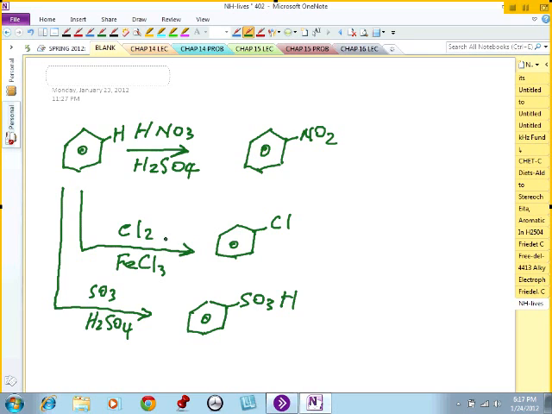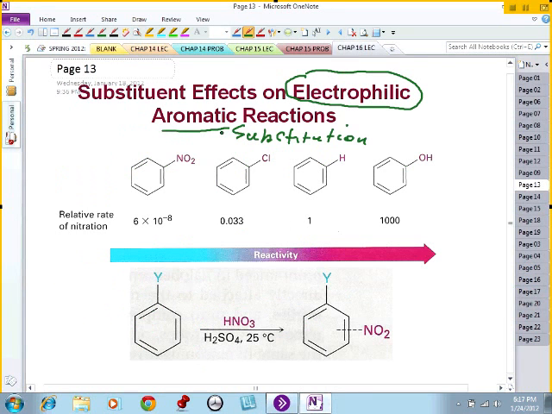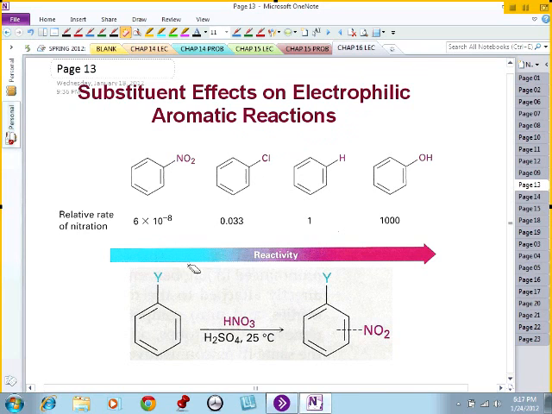Okay. Now, supposing we want to do an electrophilic aromatic substitution reaction in which you have a substituent on the benzene molecule. The question now is, what is the effect of the presence of the substituent on that benzene molecule? For example, here is an experimental result from an experiment in which a series of substituted benzene molecules have been reacted with nitric acid in the presence of sulfuric acid. What reaction is that? Nitration.